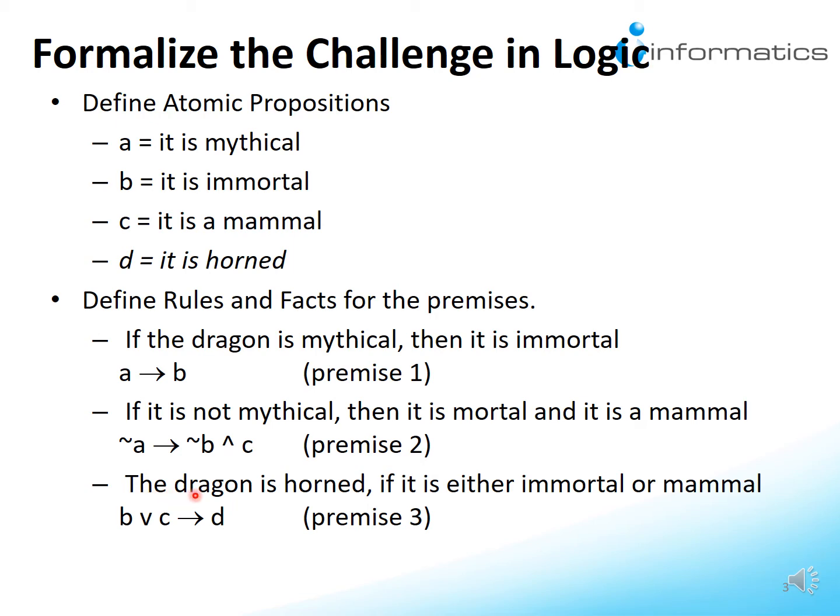The third statement, the dragon is horned if it's either immortal or a mammal. The dragon is horned is a new concept, so we represent it as atomic proposition D. So D follows the condition if it's either immortal or a mammal. Either immortal or mammal means B or C. The whole statement can be formalized as B or C implies D.